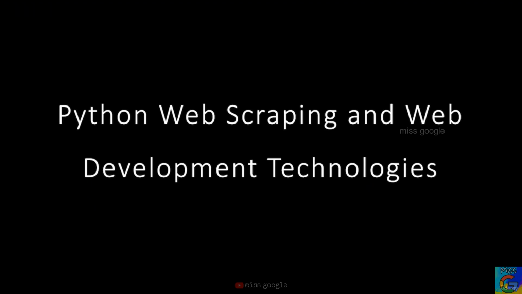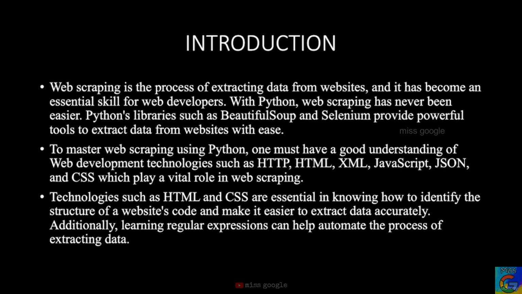After that, let's begin with our introduction into web scraping, which is the process of extracting data from websites in a more automated way, as I mentioned earlier. This is an essential skill for developers, to be honest. Using the Python language, web scraping has never been easier. Python libraries such as Beautiful Soup and Selenium provide powerful tools to extract data from websites with ease. Of course, there are more libraries which we'll be talking about further into this course.